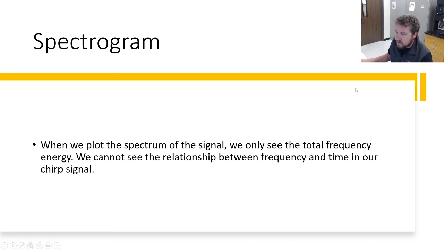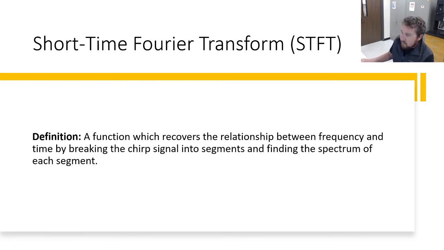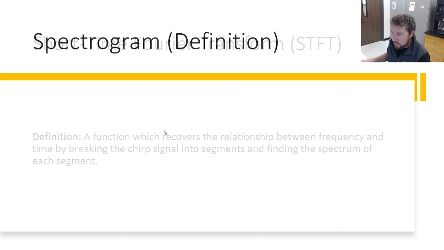You can think of a spectrogram as sort of like a two-dimensional spectrum, or three-dimensional, I guess you'd say. To calculate this, we use what's called the short time Fourier transform, the STFT. By definition, it's a function which recovers the relationship between frequency and time by breaking the chirp signal into segments and finding the spectrum of each segment. So we essentially chop the signal up into pieces, take the spectrum of each individual piece, and lay them next to each other to create a 2D map of frequency versus time.